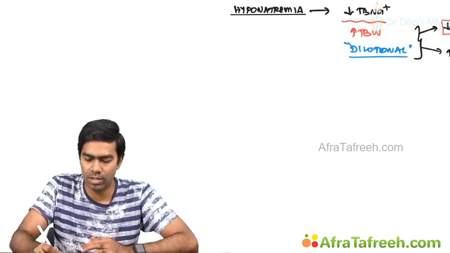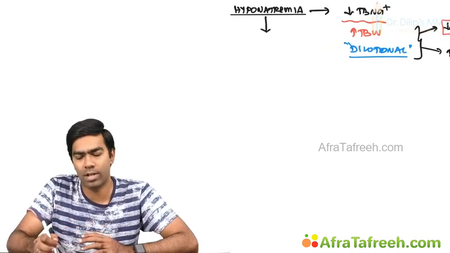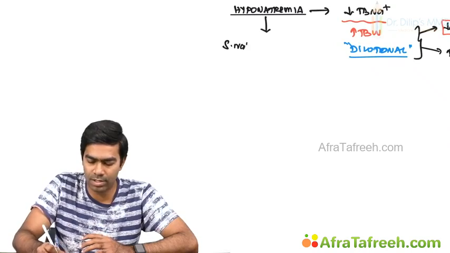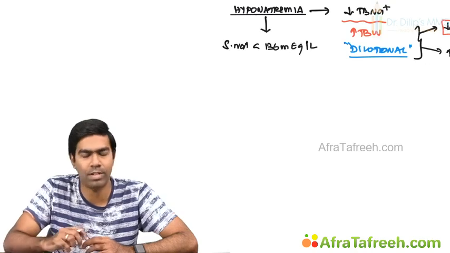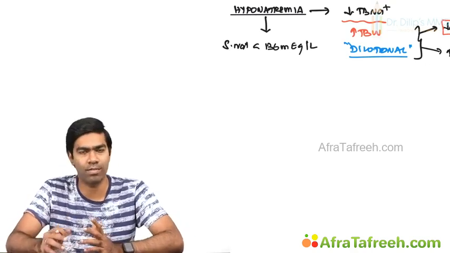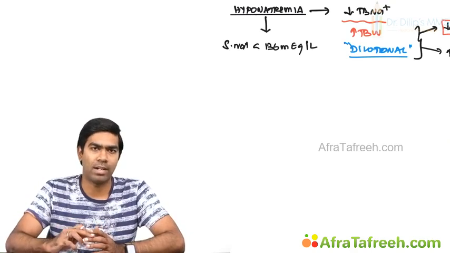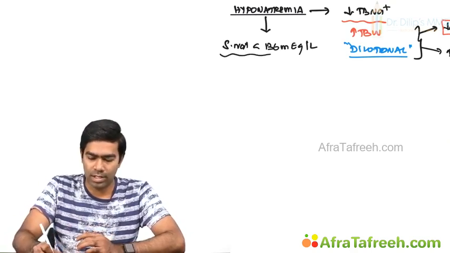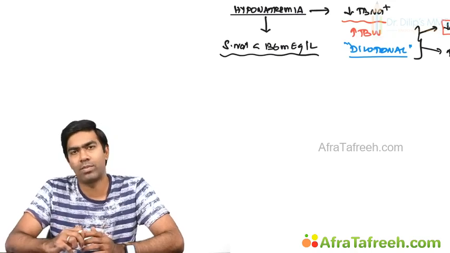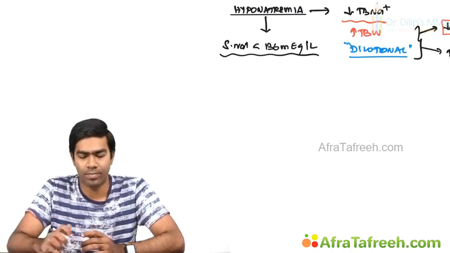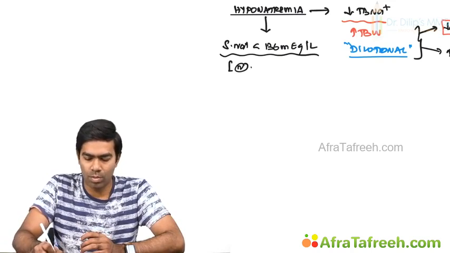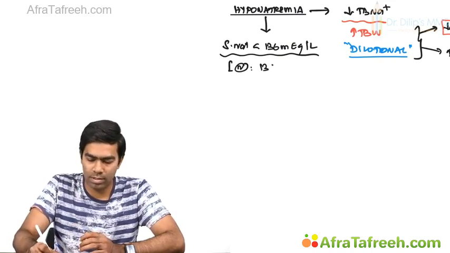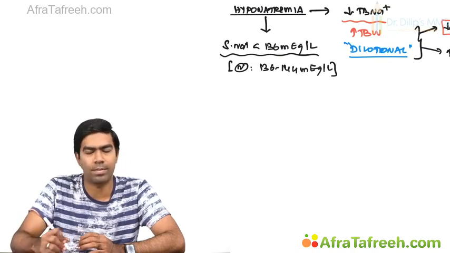So what is the definition of hyponatremia? Hyponatremia is defined as a serum sodium value less than 136 milliequivalents per liter, even though some textbooks will give you a value of 135 and less. But I, as a clinician, always take less than 136 as the standard, which means you have to know the normal serum sodium value is in the range of 136 to 144 milliequivalents per liter.